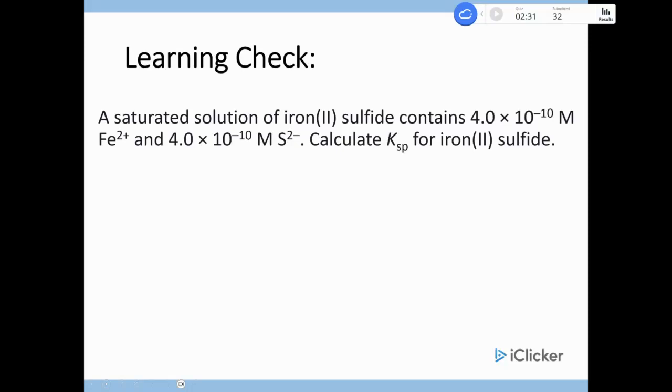More review. So iron 2 sulfide contains a saturated solution, containing 4 times 10 to the negative 10 molar of iron ions and 4 times 10 to the negative 10 molar sulfide ions, and you're calculating KSP. So I will get this started.